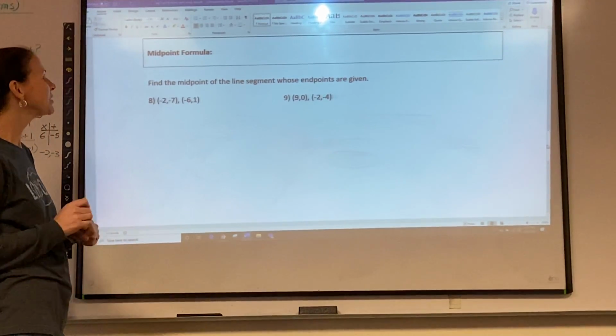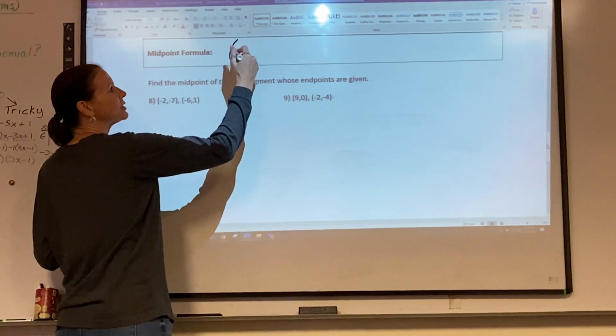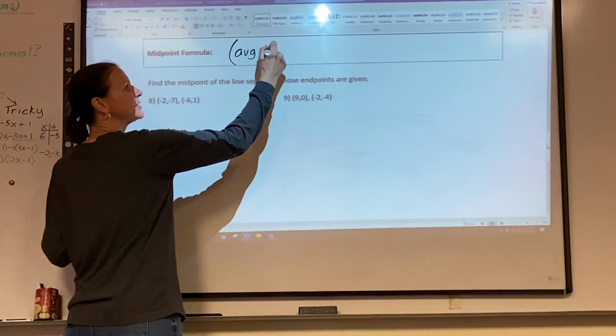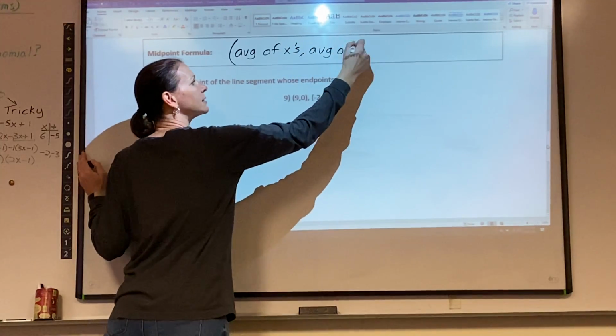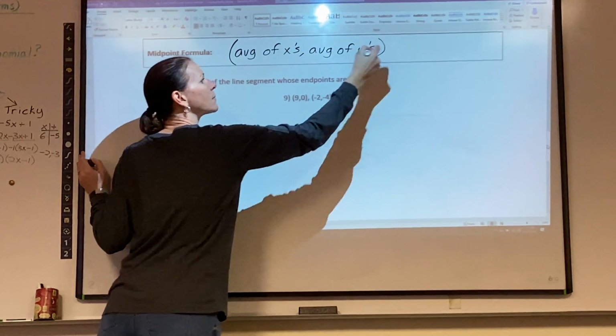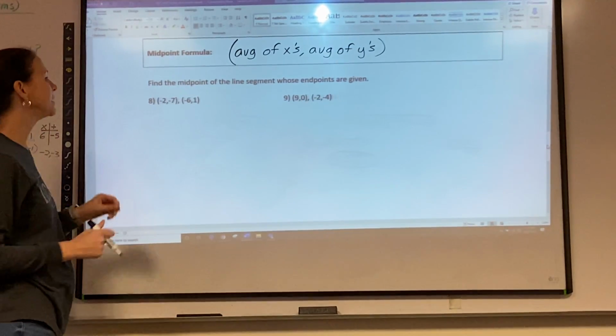Okay, the next formula we're going to talk about is the midpoint formula. So with that, it's going to be average of the x's, comma, average of the y's. So what we mean by this, it says find the midpoint of the line segment whose endpoints are given.